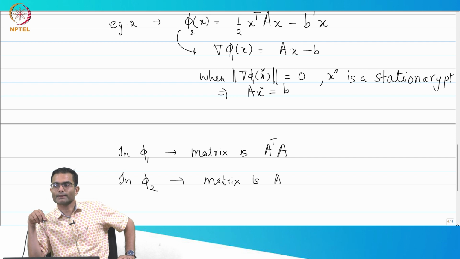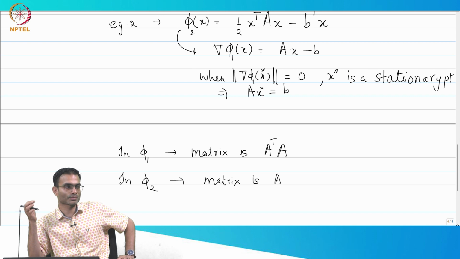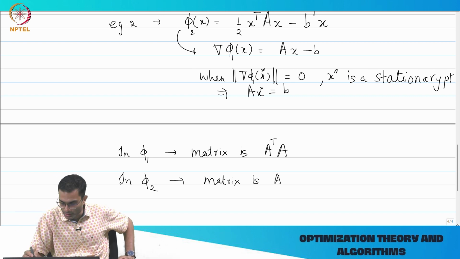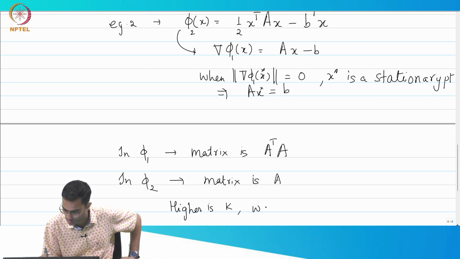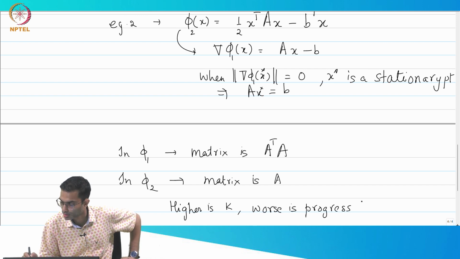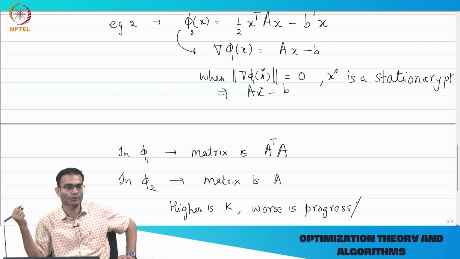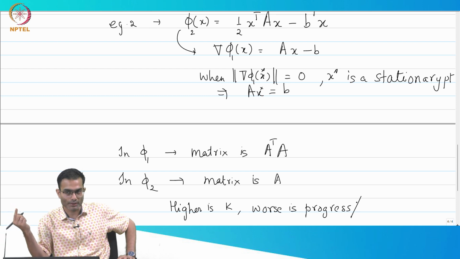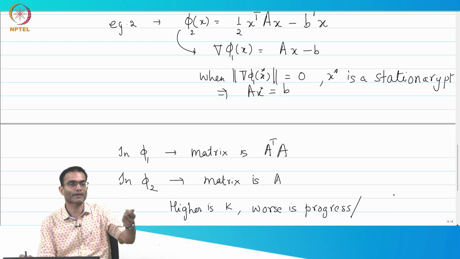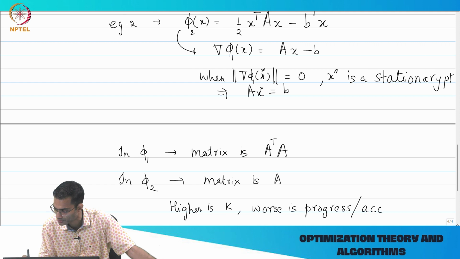Okay. Now, the higher the condition number, is it good for us or worse for us in terms of convergence? Worse, right? So higher is kappa, worse is progress. Progress is one thing, another thing is the higher the condition number, as you saw from the tutorial problem, accuracy is also questionable, right? If there is an error in the B vector, your solution is less accurate. So worse is the progress and the accuracy.